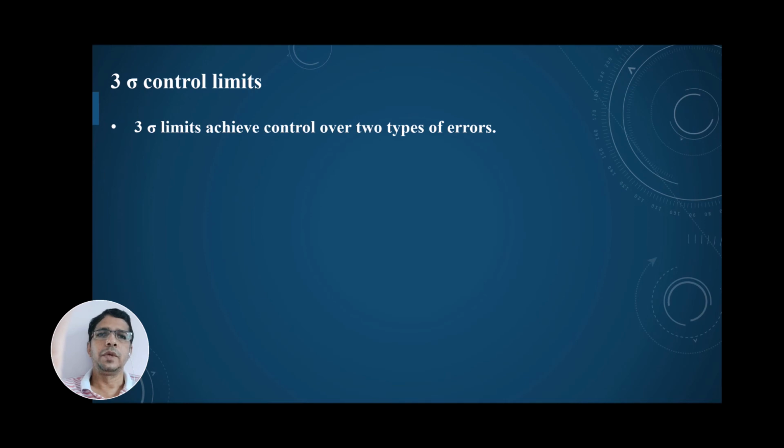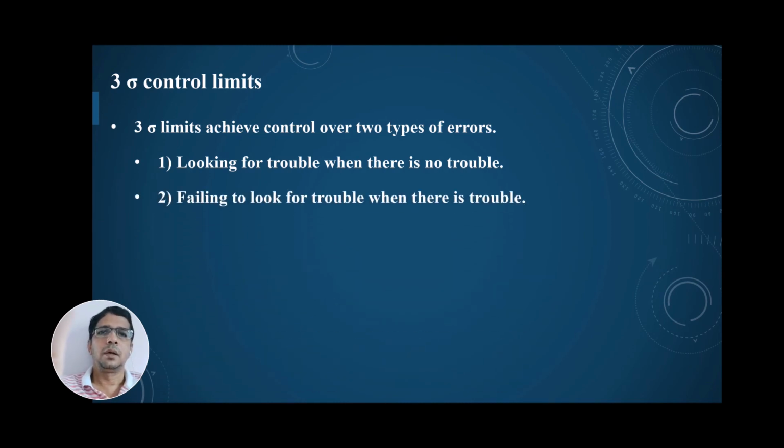Therefore, basically we use 3 sigma control limits. Now, 3 sigma control limits achieve control over two types of errors. The first error is looking for trouble when there is no trouble. Excessive inspection is avoided because of these 3 sigma control limits. And the second error which can be controlled using 3 sigma control limits is failing to look for trouble when there is trouble. So these two types of errors are controlled using 3 sigma control limits.